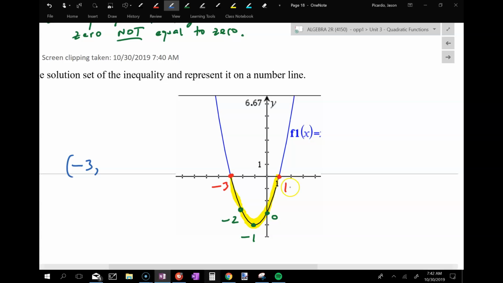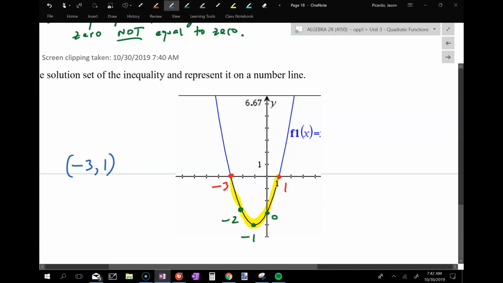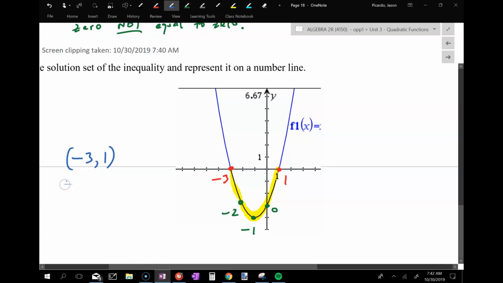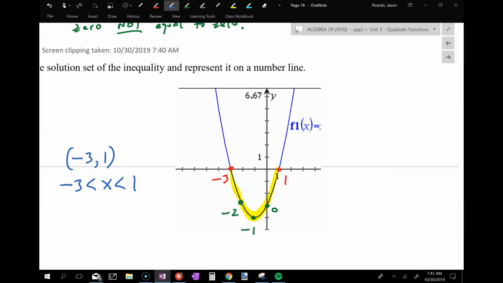So it starts at -3 and it goes to 1, right? And I put parentheses on both of those because what? Because I can't equal those values, right? So that's like the shaded region, right? That's all the answers where this graph was less than 0, below the x-axis, right? As an inequality, what would that look like? It would be -3 is less than x is less than 1, right? Those both mean the exact same thing. Is that okay? Making sense?